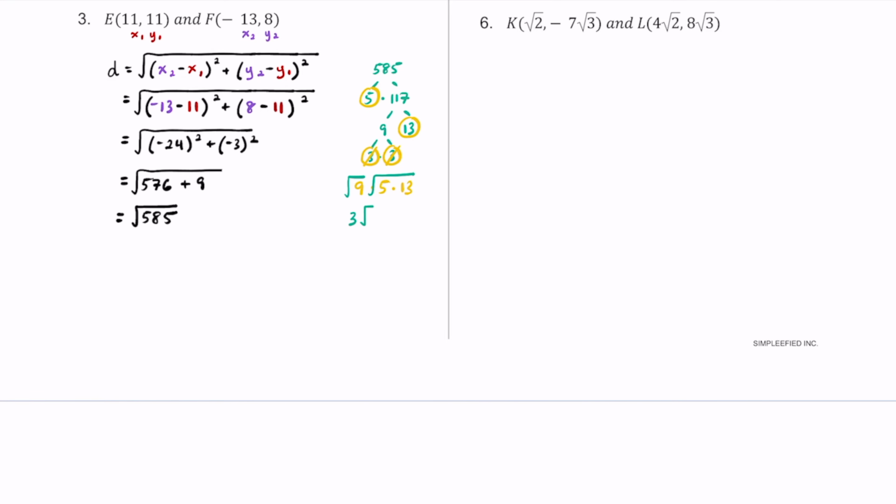And then the square root of 5 times 13, there are no matching pairs, so let's just combine those again to make 65. So the most simplified version of the square root of 585 is going to be 3 root 65. That would be the most simplified distance.